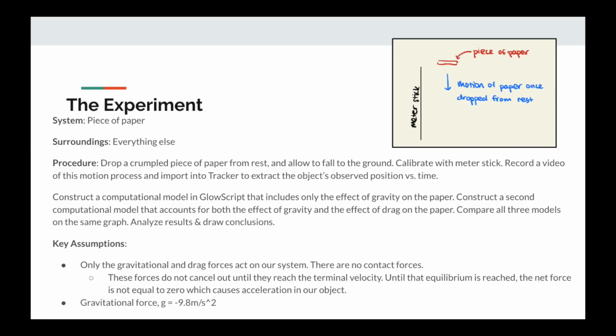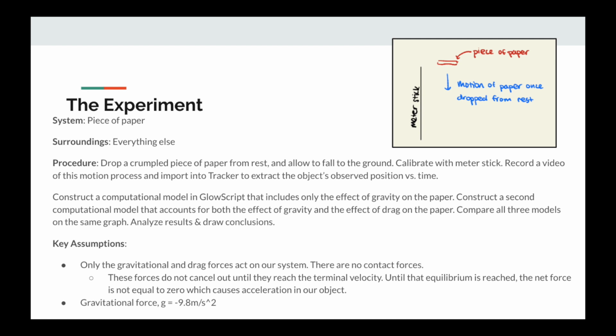For our experiment, the system is a piece of paper and the surroundings are everything else. For the procedure, we dropped a crumpled piece of paper from rest and allowed it to fall to the ground. We calibrated this with a meter stick and recorded a video of the motion process to import into Tracker to extract the object's observed position versus time.